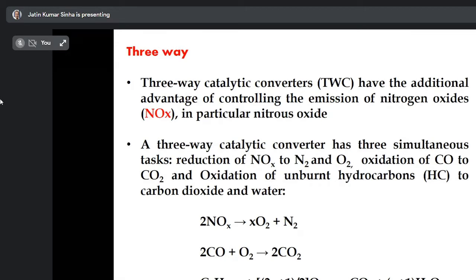So I will run a small video. You may not get the sound from that video, but that is not necessary. Everything is described schematically, how the pollutants are converted by the different catalysts present in this catalytic converter. Okay, so let me show you that.